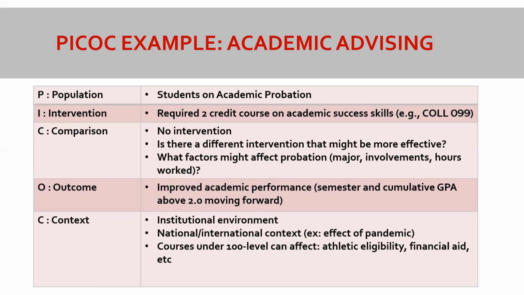as they should be. So in this case, my population that I would be looking at is students on academic probation. The I, or intervention, that we might offer would perhaps be a required academic success skills course. So many colleges offer a course like this in the second semester for students who did not do as well in the first semester. C would be the comparison.